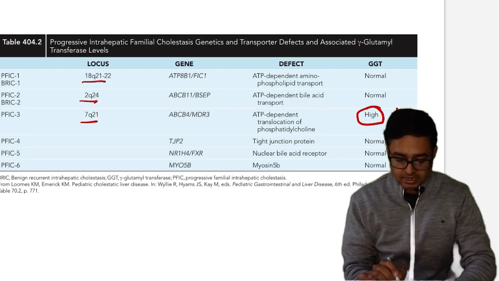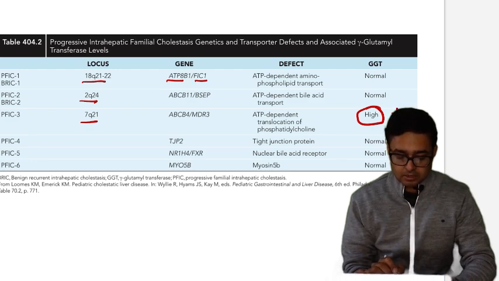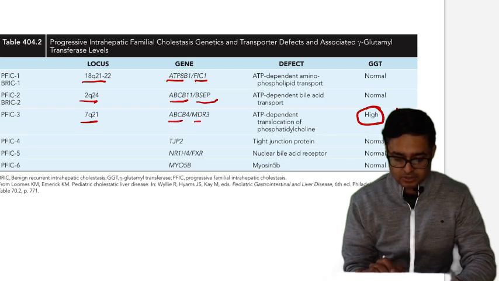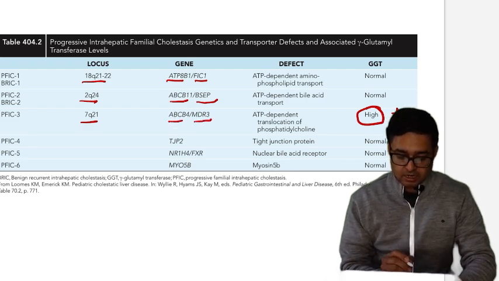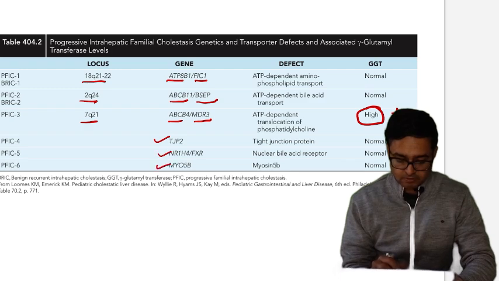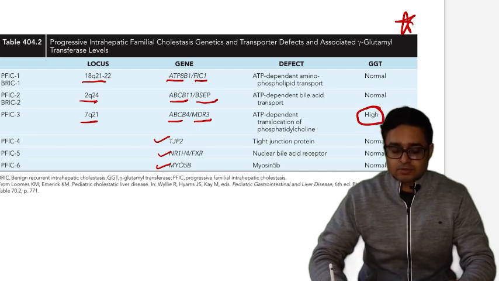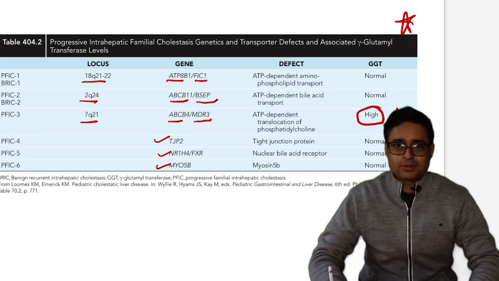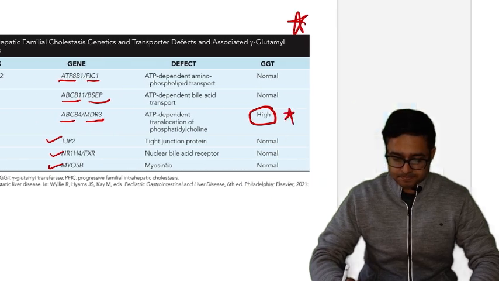And the gene for PFIC1 is ATP8B1, the product is FIC1. PFIC2, the gene is ABCB11, product is BSEP, and PFIC3, the gene is ABCB4, and product is MDR3. Similarly, for PFIC4, tight junction protein 2, and PFIC5 FXR, and myosin 5B for PFIC6. This table is very important. Many questions have been asked from this table, and just remember, or I will say, mug up this table.